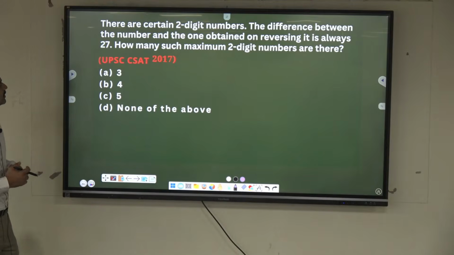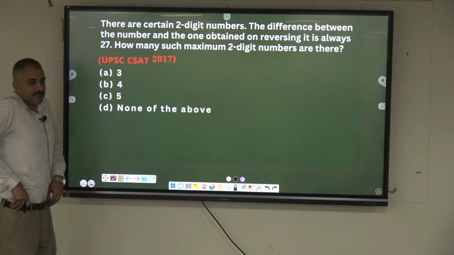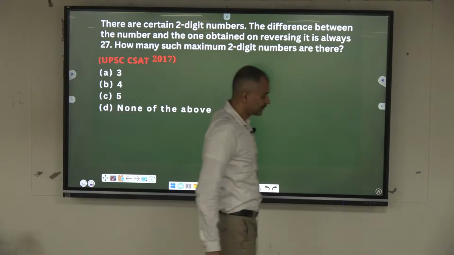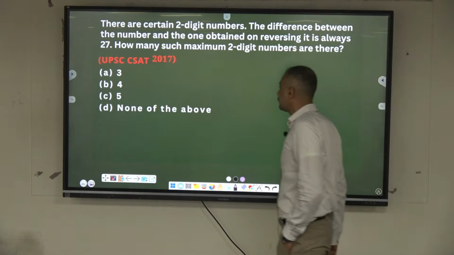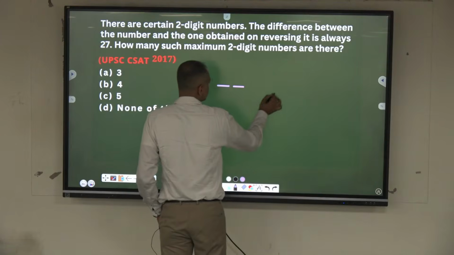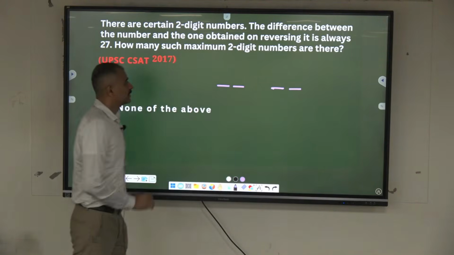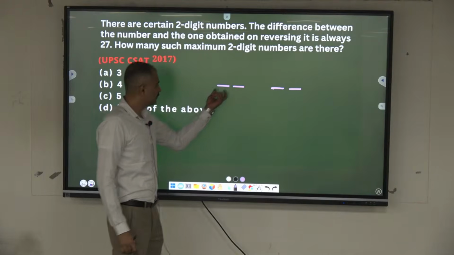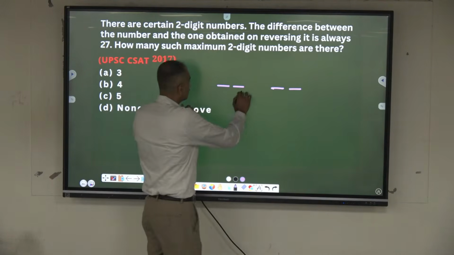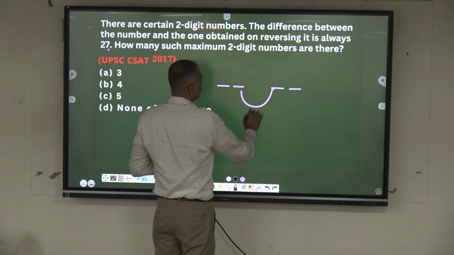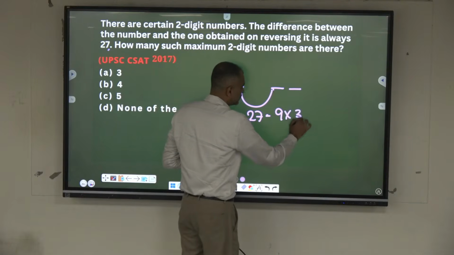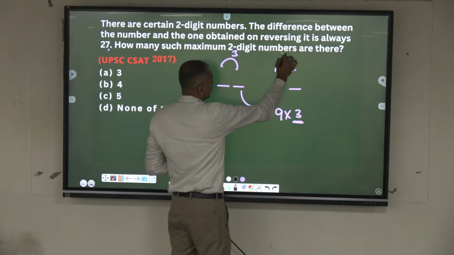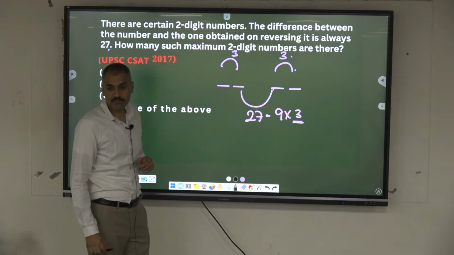There are certain 2-digit numbers, and the difference between the number and the one obtained on reversing the digits is 27. Come on, answer. Same kind. There are 2 digits like this. On reversing it, the difference has to be 27, which is nothing but 9 into 3. So the difference between these two digits has to be 3. Give me the digits where the difference becomes 3.